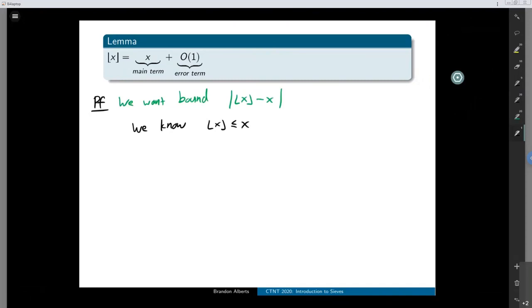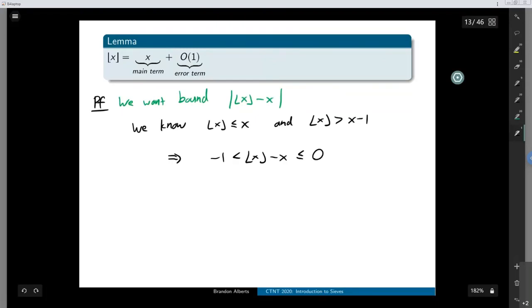And the floor function is bounded above by x minus 1. So these are the exact same bounds we used in the last proof. So this tells us if we take the difference, floor function minus x, that's no bigger than 0 and no smaller than negative 1. So if we put them in absolute values, that tells us the absolute value of the difference of these two functions is no bigger than 1.